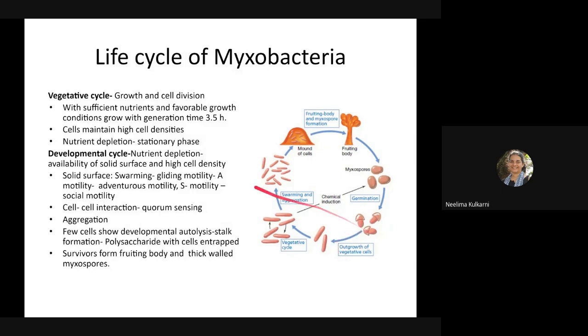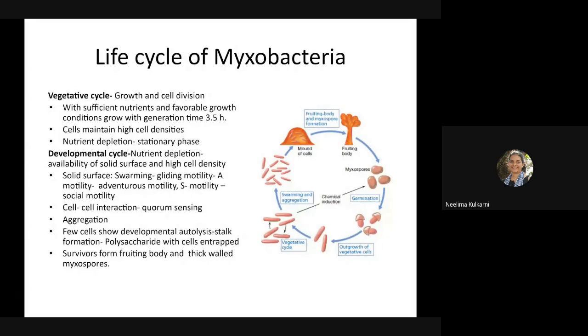So when sufficient nutrients are available, when growth is favored, the vegetative cells will reproduce by binary fission, and they will continue reproduction with a generation time of 3.5 hours and reach very high cell densities. They typically show a behavior which is known as swarming.